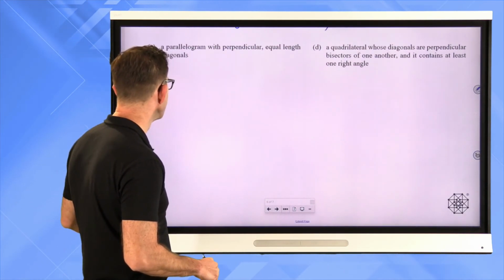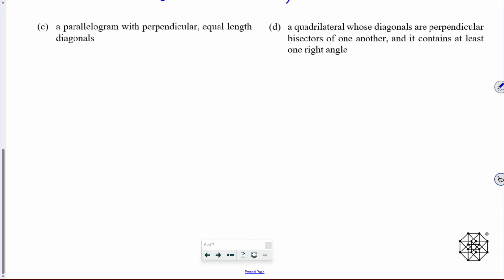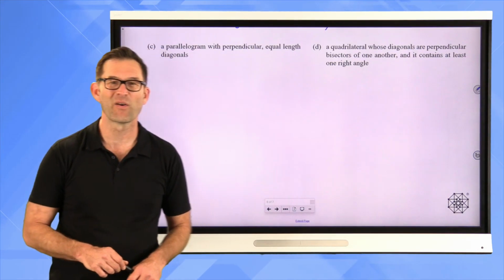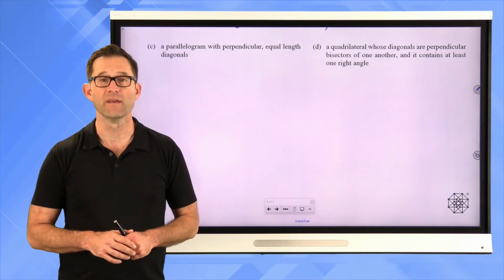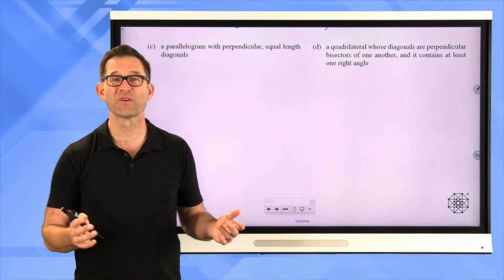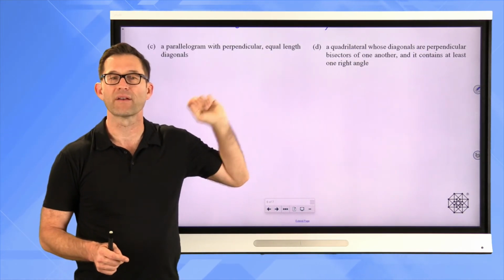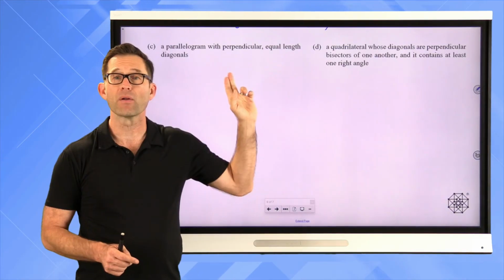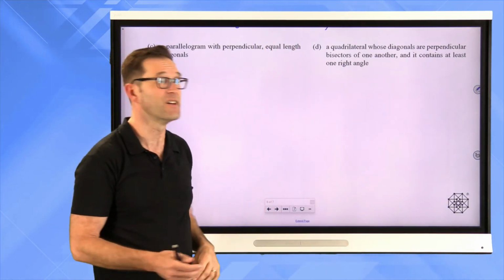Okay. Let's see if you can think about one of these on your own. Let's take a look at letter C. A parallelogram with perpendicular equal length diagonals. All right, this one I think will be pretty easy, but see if you can write down why this must be a square. All right, well, it's kind of cool, right? They're both right there. A parallelogram with perpendicular diagonals must be a rhombus, and a parallelogram with equal length diagonals must be a rectangle. That's it.